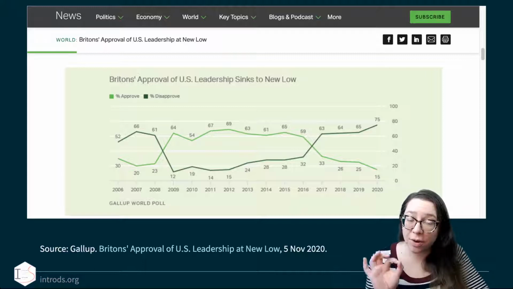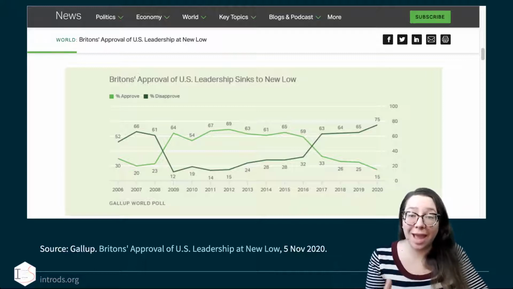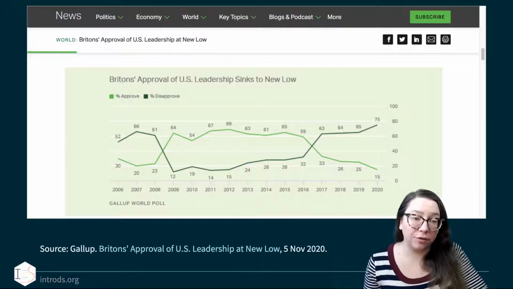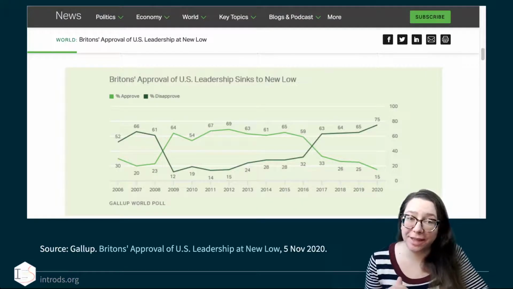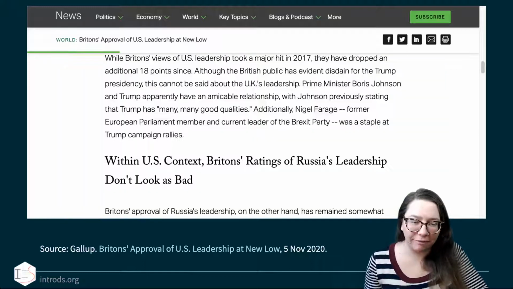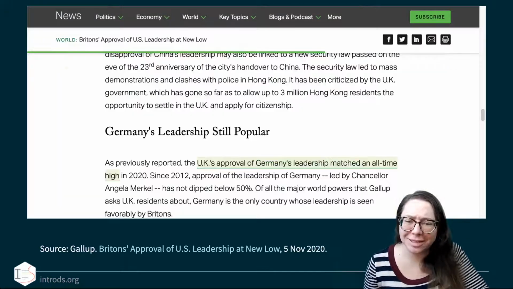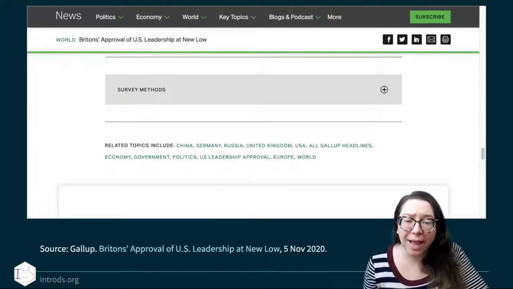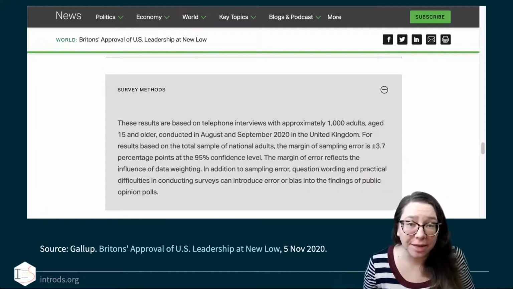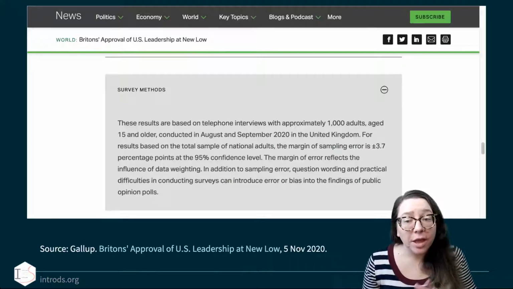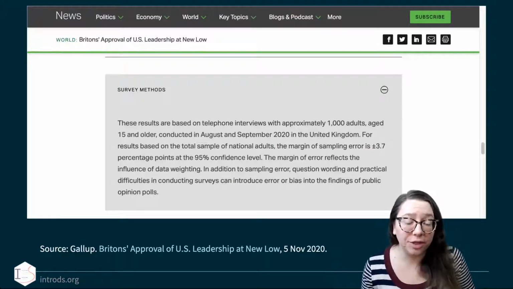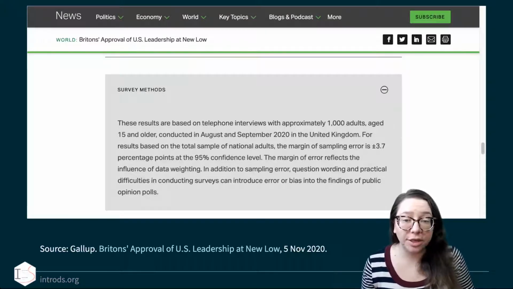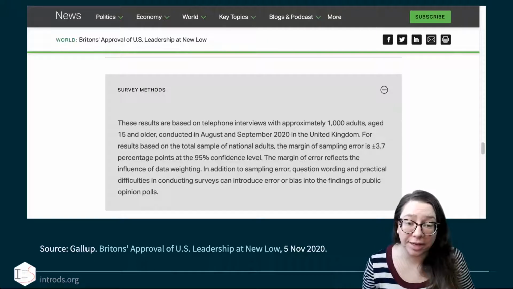So that's our estimate from the sample that Gallup managed to survey and get this number from. Whenever you read something like this, you want to scroll to the bottom. Usually it's at the bottom, usually not right next to the estimate, and you'll see something like survey method. So let's expand this and see, how did they get this data? How did they come up with this 15%? It says these results are based on telephone interviews with approximately 1,000 adults age 15 and older, conducted in August and September of 2020 in the United Kingdom.